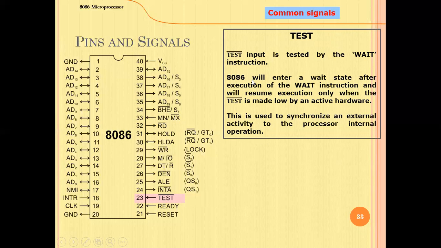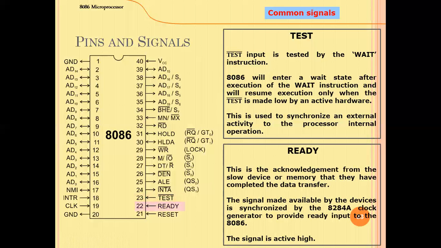So 8086 will enter into wait state after executing the wait instruction, and it enters into execution only when the test is made low by an active hardware. Means whenever a device is ready and test bar becomes low, then the wait state converts into execution. Then 8086 is no more waiting, it will resume its execution. This is the need of test. And ready is the acknowledgement given by the low speed device that I am ready to transfer my data or get the data. This is actually the input signal to the 8086.